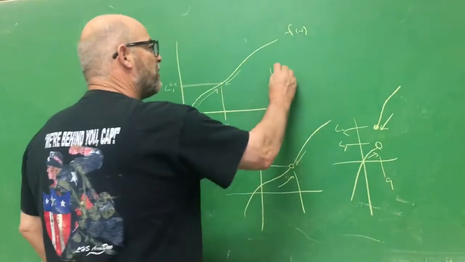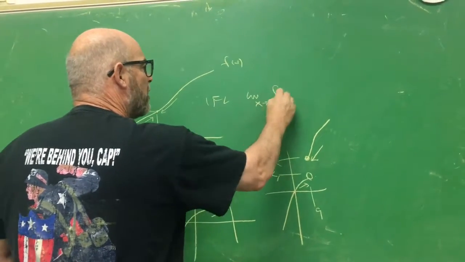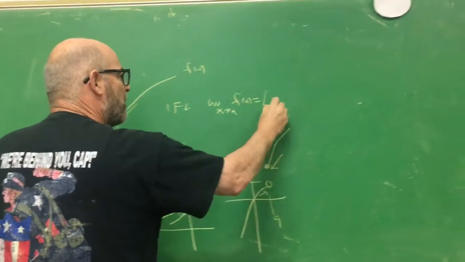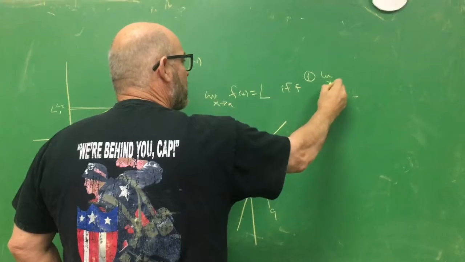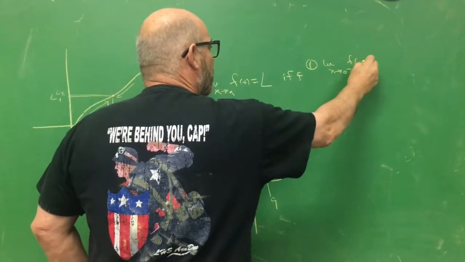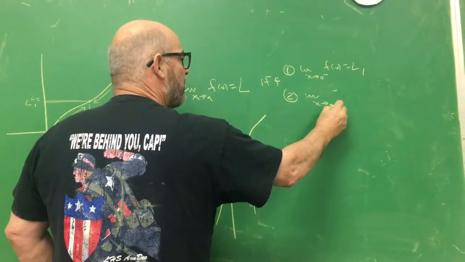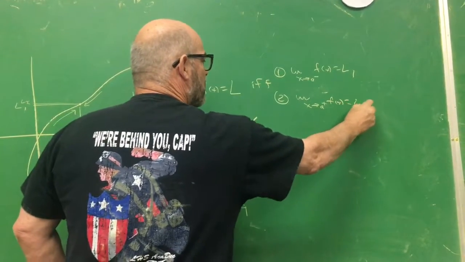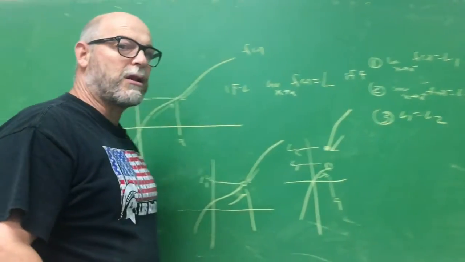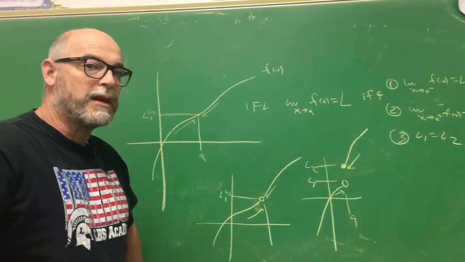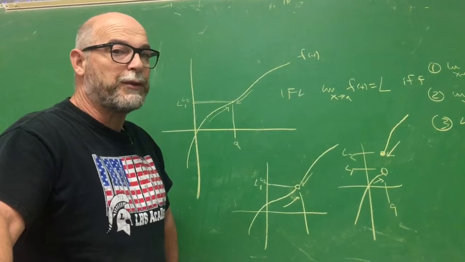The informal definition of the limit is: the limit as x approaches a of f of x equals L if and only if, 1, the limit as x approaches a from the left of f of x equals L1; 2, the limit as x approaches a from the right of f of x equals L2; and 3, L1 equals L2. Those are the 3 conditions for a limit to exist. That's an informal definition of a limit. The formal definition of a limit involves delta epsilon proofs.